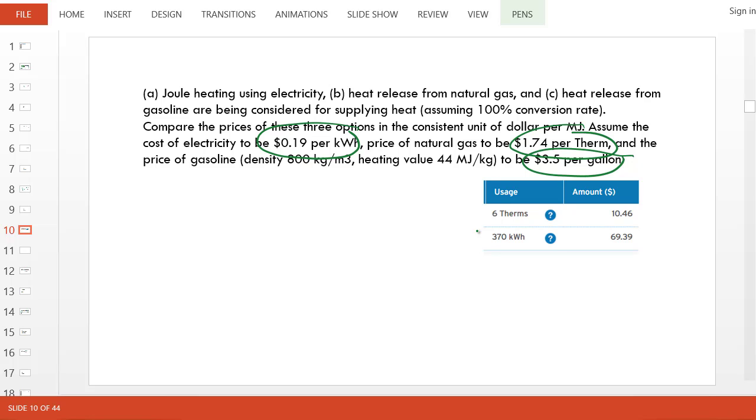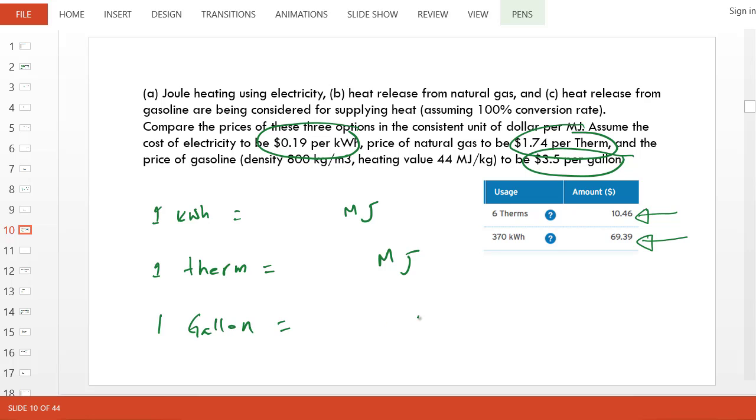Here is a cutout from a bill. As you can see, natural gas is in therm and electricity is in kilowatt hour. So obviously, our first order of business should be to convert: 1 kilowatt hour is how many million joules, 1 therm is how many million joules, and then we'll also need 1 gallon is how many cubic meters. That'll be the start of our work. So first things first, let's pick up those numbers from the unit converter.